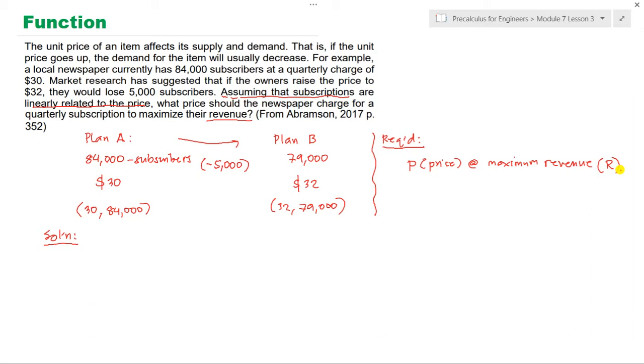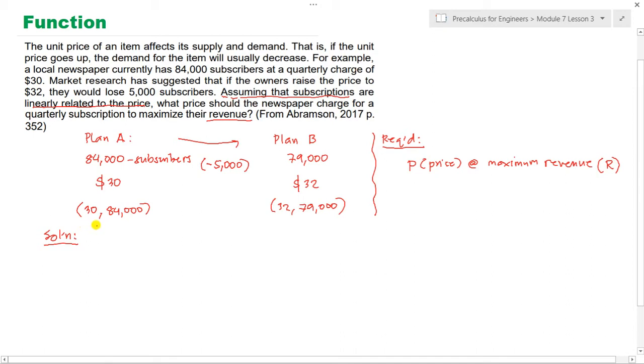So revenue is different from income or gain, or profit. Revenue is different from profit, because profit is different since it takes into account costs. Revenue is just your sales, what you earn. Okay, so for the solution, of course, we're going to interpret the conditions that are present in the problem.